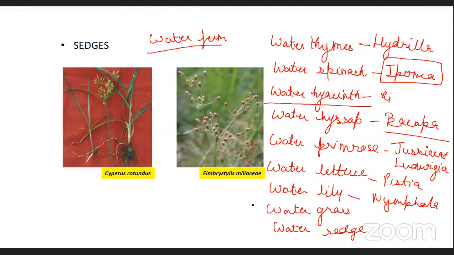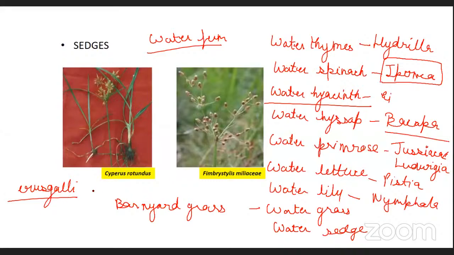Water grass is the barnyard grass. It's also a common name, or you can say the English name. Can anyone tell me the scientific name of barnyard grass? Digitaria sanguinalis or Echinochloa? Echinochloa crus-galli, you have to remember this. Because if it's colona, then it will be the jungle rice. Then water sedge is there, and the scientific name of water sedge is Carex. So all these water categories you should remember together.